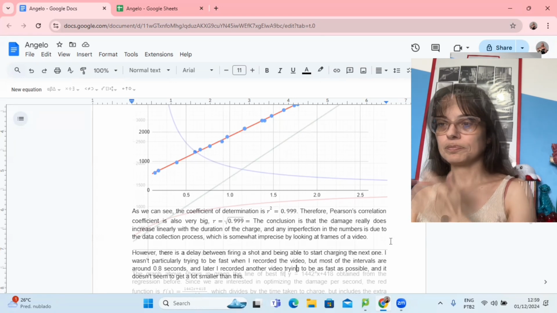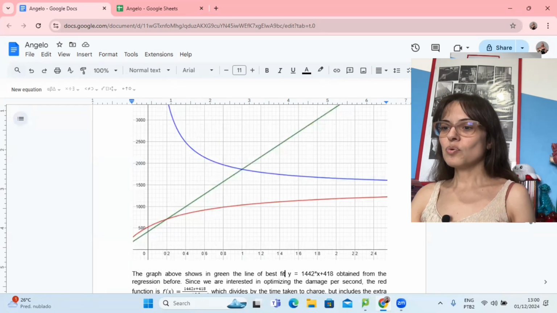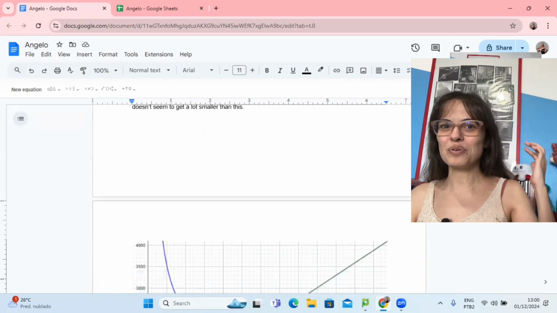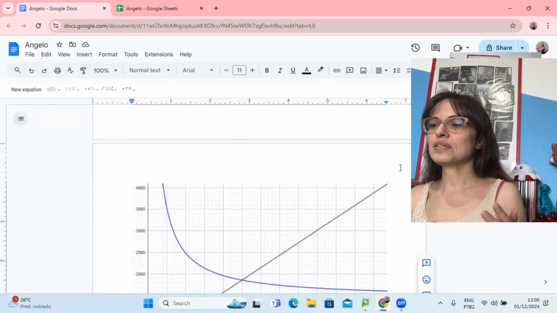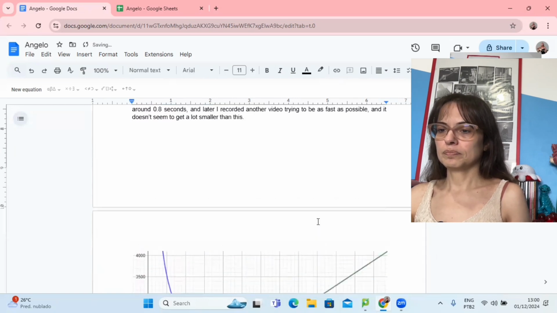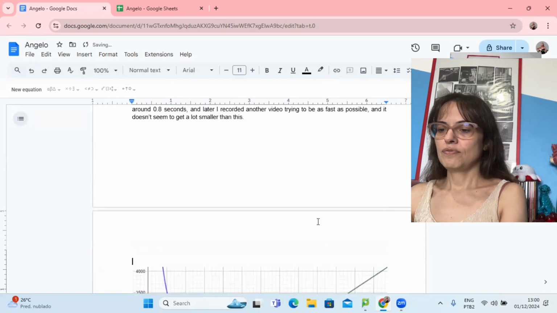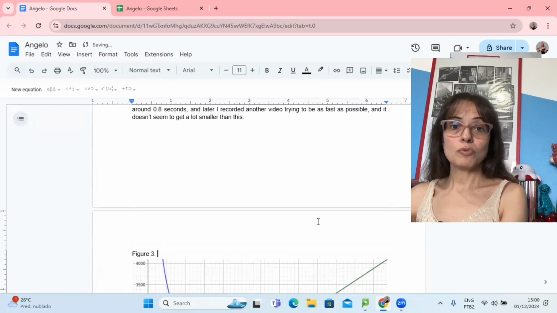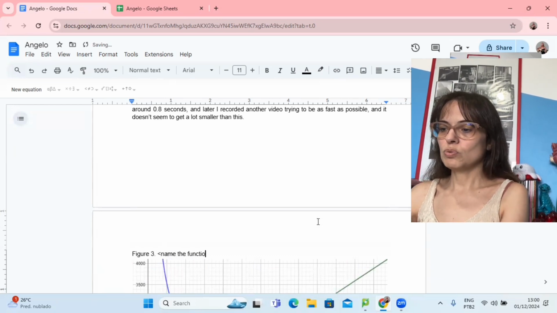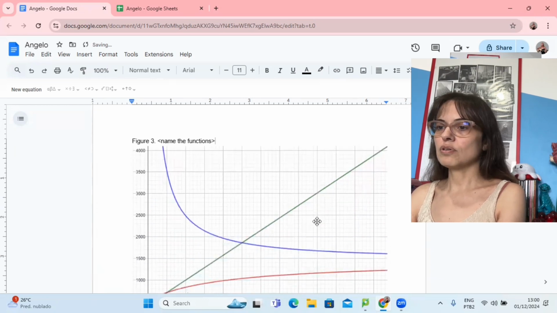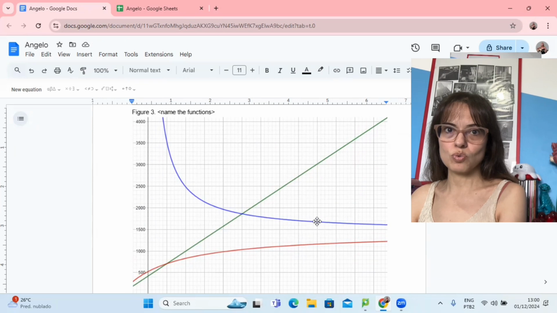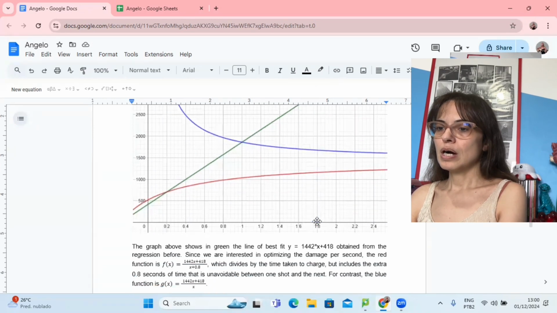Let's keep going. Okay, wow, what is this? The graph above shows, this is disorganized. I am going to format my things better later, you'll see. This figure needs a title. Let's put it here, figure 3. And then I'm going to add this later, okay? Name the functions. I am going to include the names of the functions here in the title of the figure, but for now, we are just going to look at the figure and read the description that I put below.